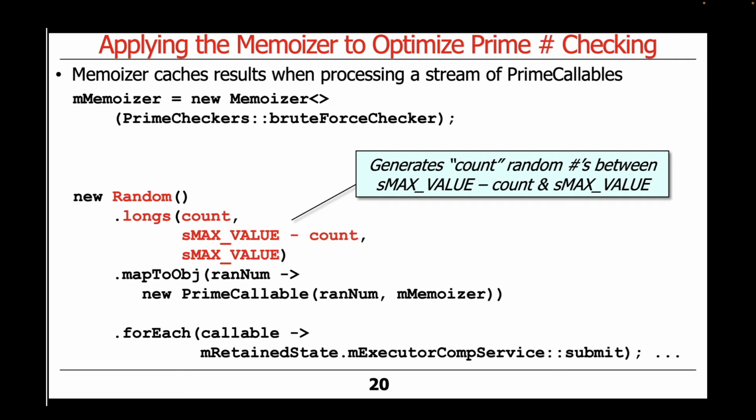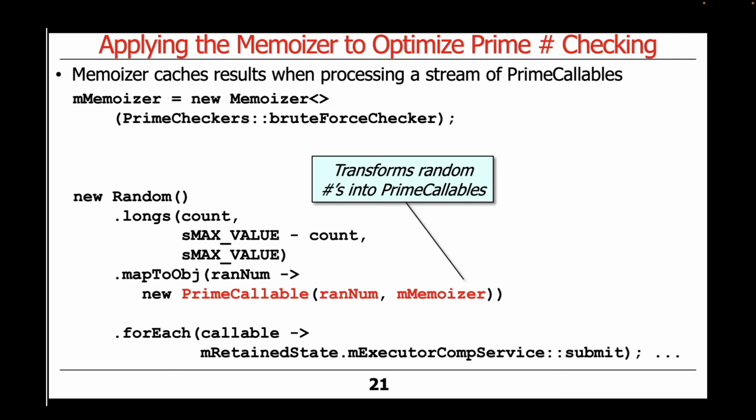We then have a little Java stream where we generate count random numbers between this lower bound and this upper bound, and I intentionally make them fairly close so we'll end up generating duplicates. And then for each of those values, we turn them into calls to the prime callable constructor, passing in the number and the memoizer, which we set up here.